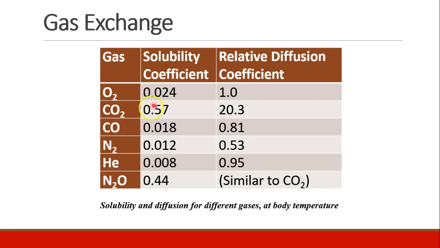Here's a table that just shows a few different common gases. It shows the gases that are very soluble, like carbon dioxide and nitrous oxide, and those that are not terribly soluble, like oxygen and nitrogen. It also shows the relative diffusion coefficient, or the speed of diffusion. So if oxygen is set at 1 arbitrarily, we can see helium and carbon monoxide are slightly less, or they'll diffuse slightly slower. Nitrogen diffuses quite slowly, whereas carbon dioxide and nitrous oxide diffuse pretty quickly.